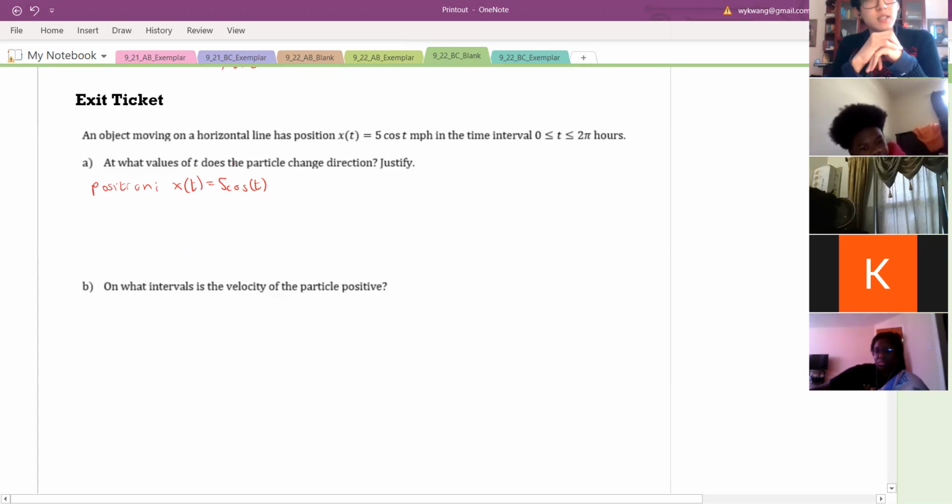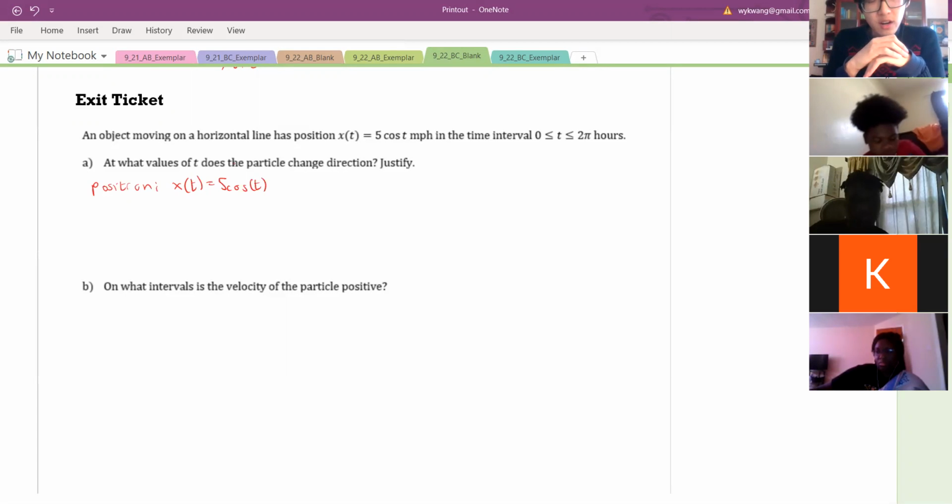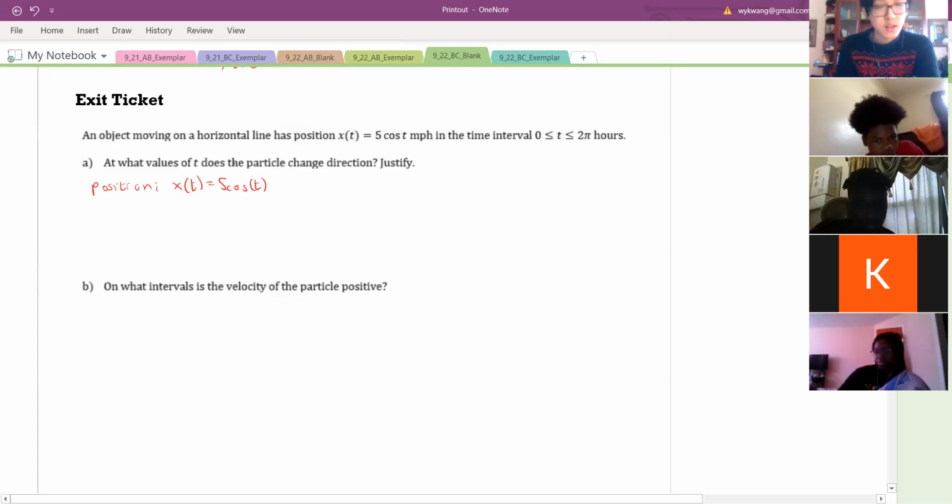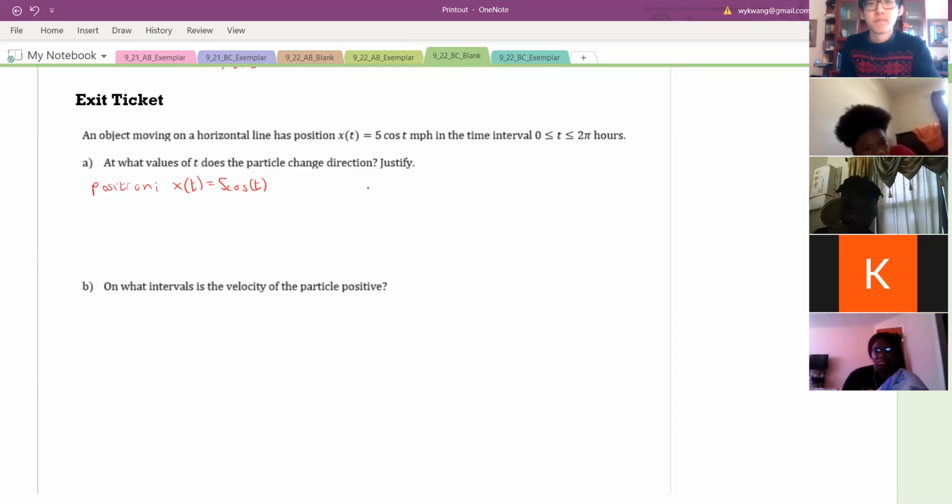Now, the first question is asking us, at what values of t does the particle change direction? So question for everyone, if we're looking at when the particle changes direction, are we going to be looking at position? Are we going to be looking at velocity or acceleration? Which one are we looking at? Okay, Aaron, you want to come off mute? I think we look at the velocity because the velocity is a change in position. Yeah, that's a really good way to put it.